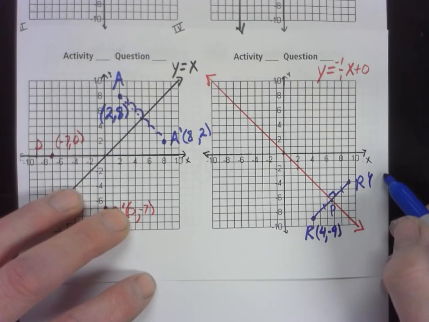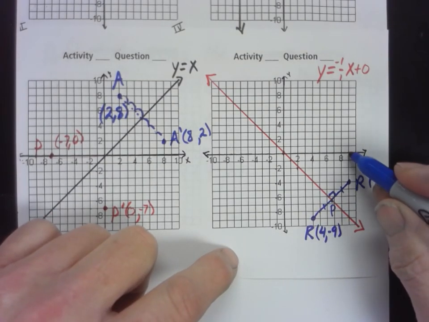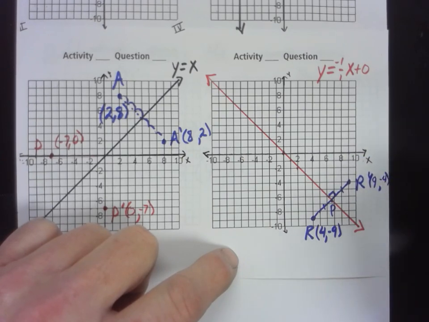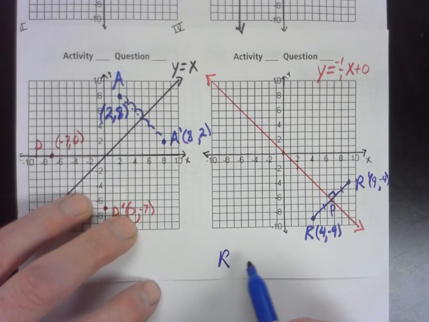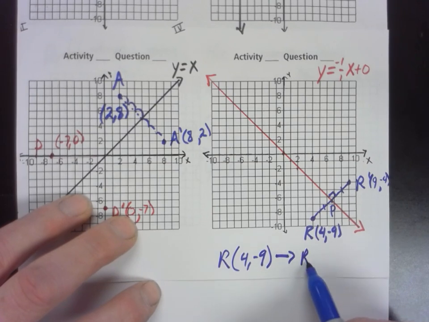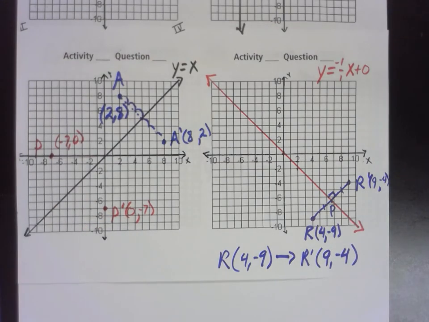R prime is at 9, -4. Woo! So let me write that. R was at 4, -9, and it was mapped to R prime at 9, -4. What happened? The x and y values swapped and became opposites. So the x and the y value changed places, and they changed signs, didn't they?